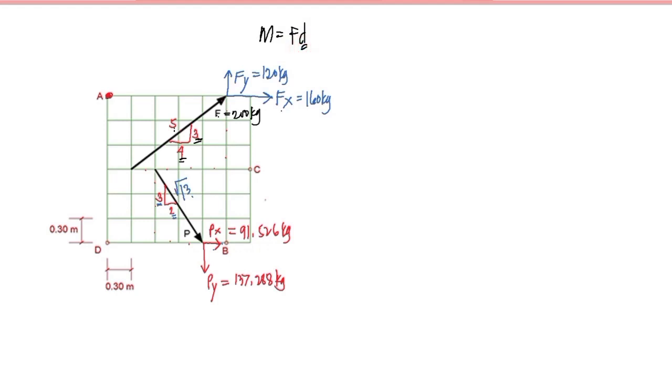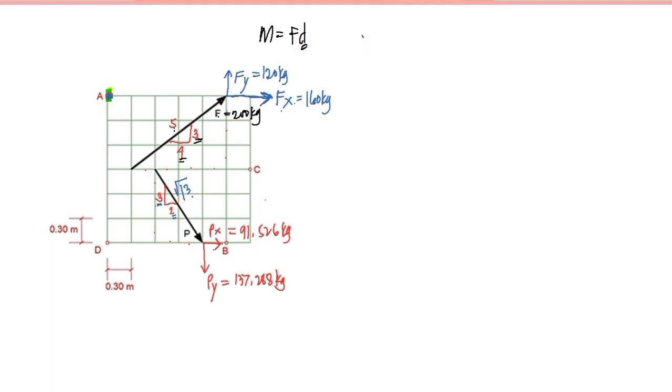So meaning, nagkakaroon tayo ng zero moment kung yung force natin ay tatama sa point natin. So in this case, since the point A here, ito yung point A, ito ngayon, yung Fx natin ay tatama siya dito sa point A. So meaning hindi siya magkakaroon ng moment since wala siyang perpendicular distance from the point. So si Fx ay hindi magki-create ng moment about point A because the distance would be equal to 0.